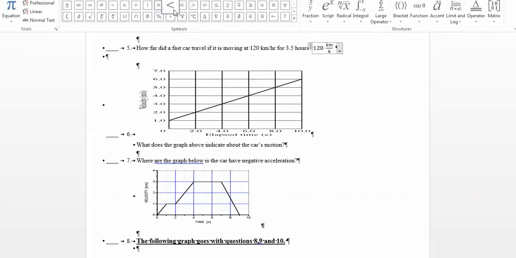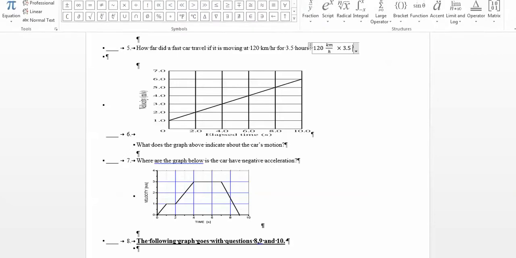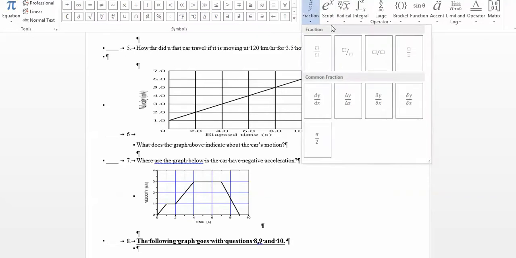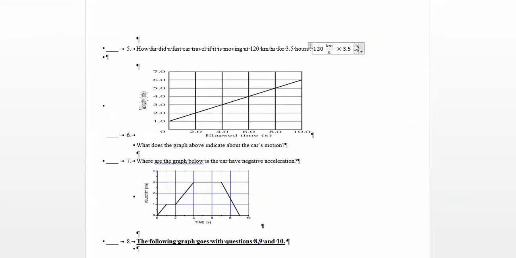And they said it's 3.5 hours. Now, I'm not really trying to say anything here, but if I say 3.5 and I'm going to put in hours, well, that's actually kind of a fraction, so I'm going to insert another fraction. I'll do this one. Hours is on the top, just the number 1 is on the bottom.